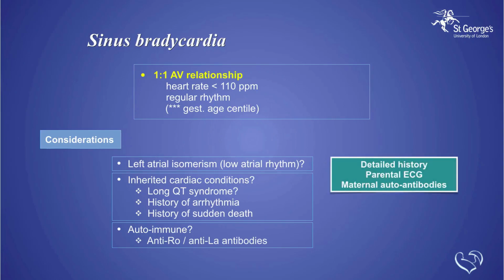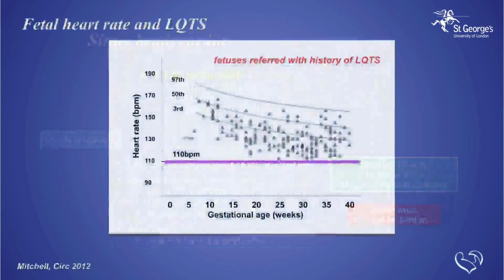You need to do parental ECG, not just the mother, the father as well, to look for long QT abnormalities or familial bradycardia, as I showed you, and check maternal autoantibodies. Obviously, how this is going to evolve depends on the cause of the bradycardia. So it's uncommon, but it's usually not benign. So it's usually a reason if it's a persistent bradycardia. So most of the time, these babies will be investigated after birth, and the whole family.